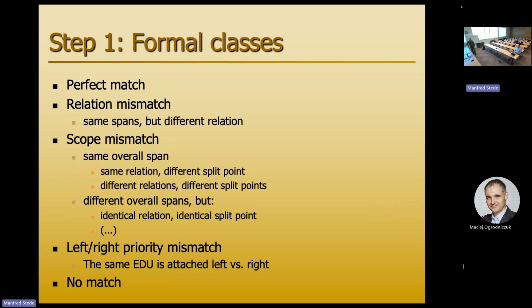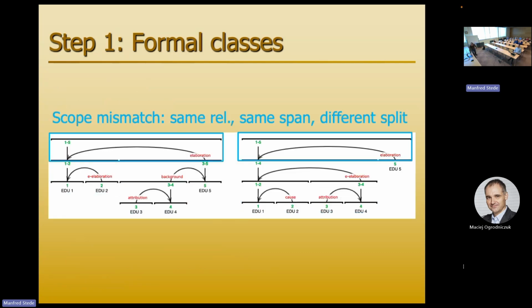The scope mismatch actually has many subclasses. It's a bit more tricky. For instance, you can have the same overall span, the same relation, but a different split point. It meets in a different place. And I think my example is illustrating exactly this. Yeah, we have the same relation, elaboration. We have the same span, 1 to 5 is covered by this relation, but the split point is different.